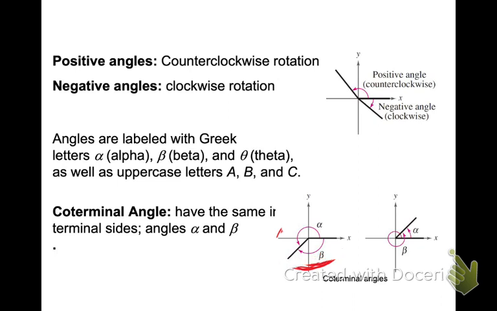On the second picture, you notice that beta is larger than 360 and alpha is just in that first quadrant. They're still coterminal angles, okay?